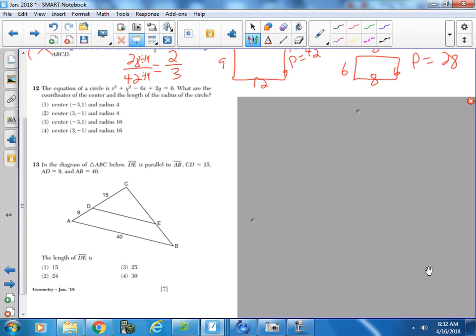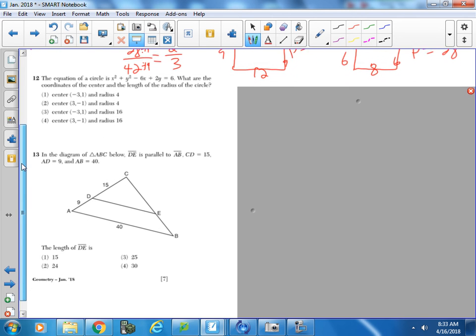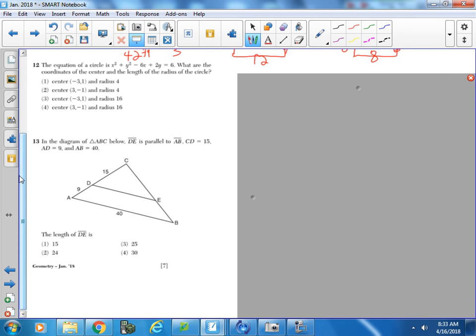Okay, looking at number 12, it's something we have not done in class. If you're watching this from my class, at this point in the year, we have not done this yet. If you're someone else watching it, maybe you have. It says the equation of a circle is this right here. So they give you the equation of a circle. What are the coordinates of the center and the length of the radius? In order to do this, you're going to have to put the equation in standard form.